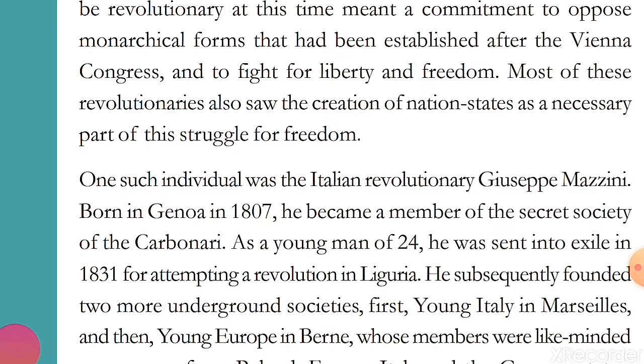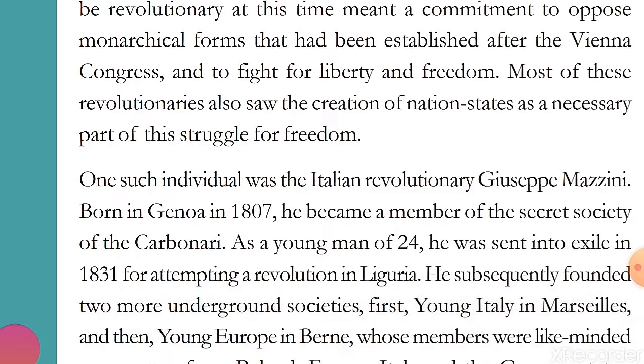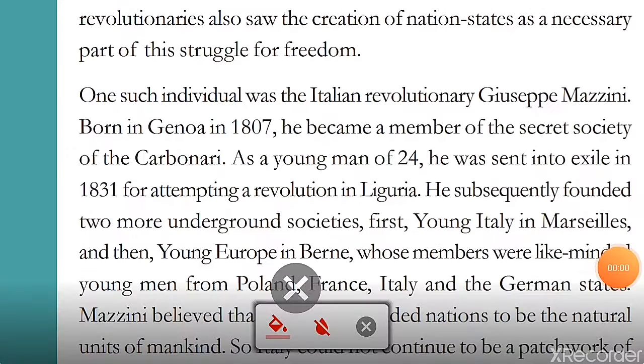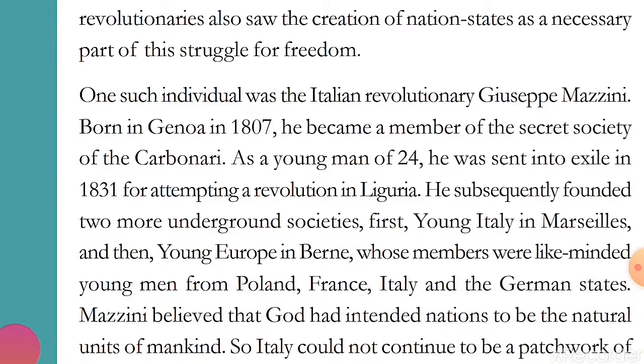You can see here 1807, Giuseppe Mazzini. It's a very important point. He founded two underground societies. The first one is Young Italy and the second one is Young Europe. Young Europe's members were like-minded young men from Poland, France, Italy and the German states.